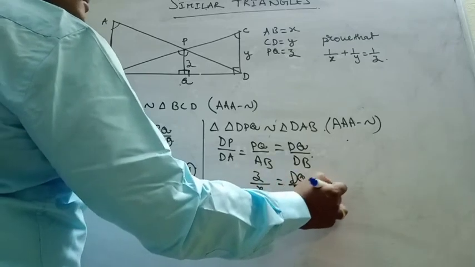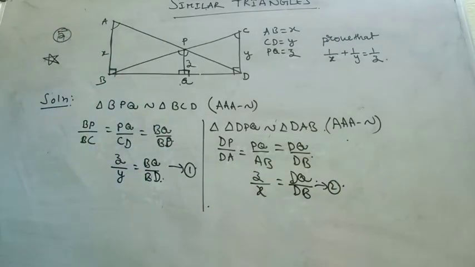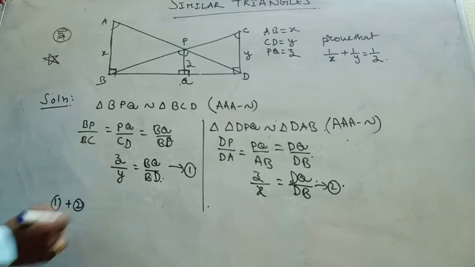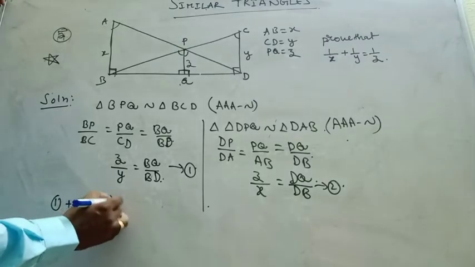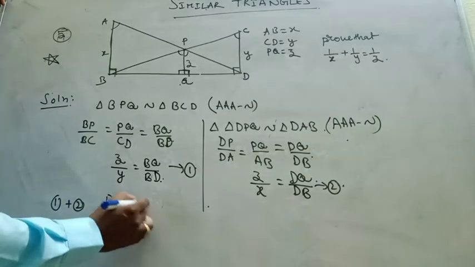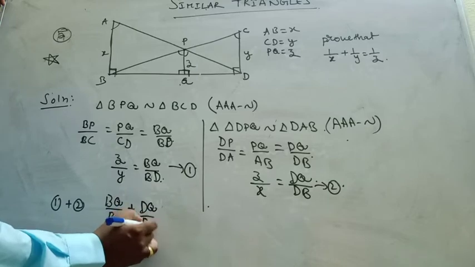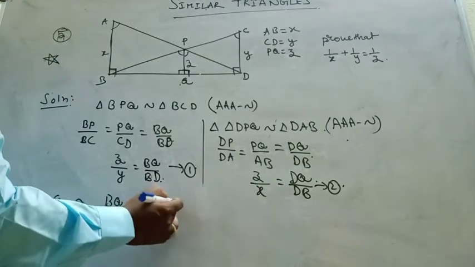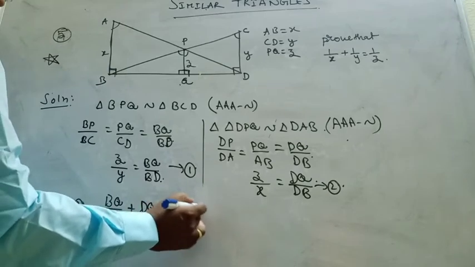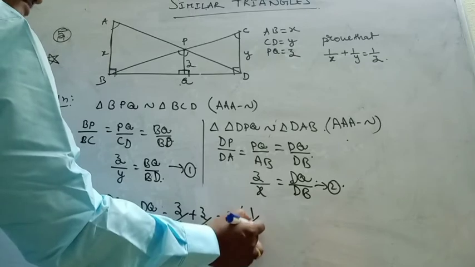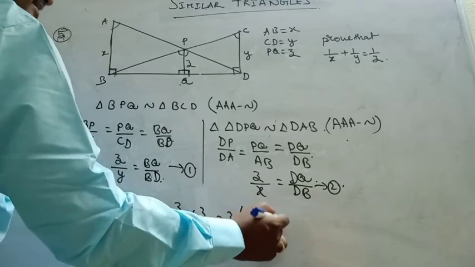Wonderful. Now this is what you call, you take equation number 2. Now equation 1 plus equation 2. Now this is BQ by BD plus DQ by BD, that is equal to, if you add these two, Z by Y plus Z by X. Z if you take common, 1 by Y plus 1 by X.